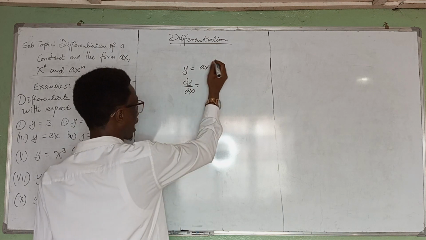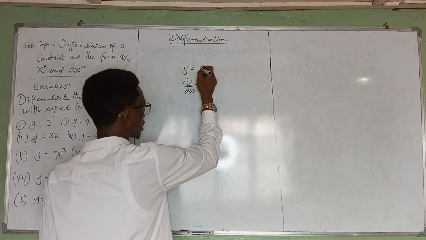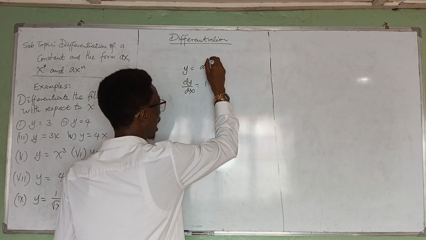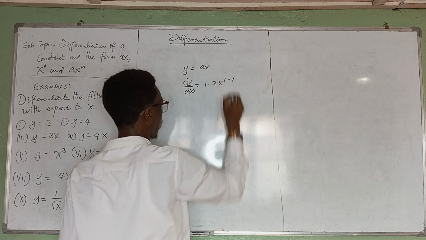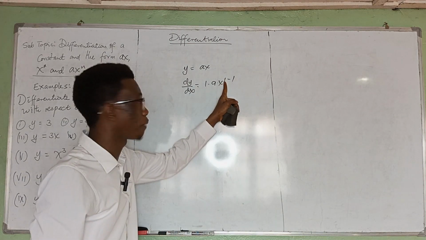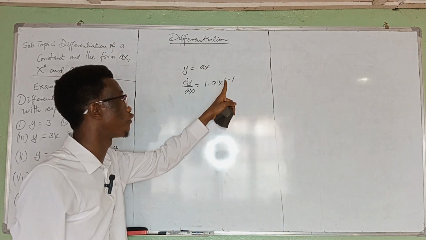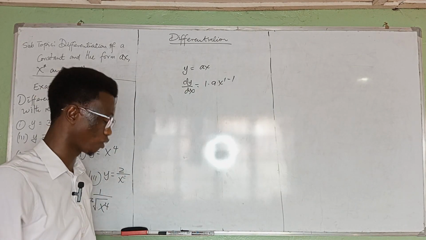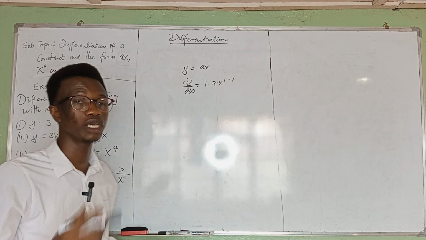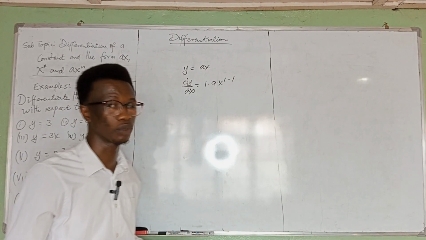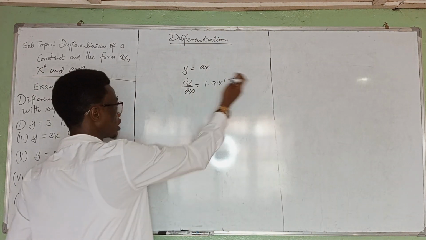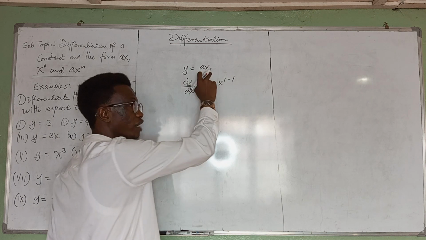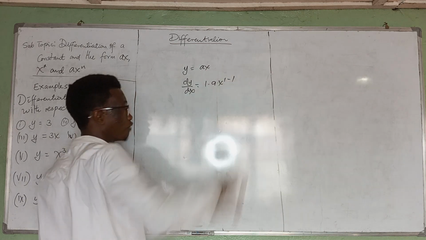So you are going to multiply 1 by this constant, so it's going to be 1 multiplied by a, times x raised to 1 minus 1. Remember, the natural power of this variable is 1. And as I told you from the last problems we solved, we always have to subtract 1 from the power. We multiply first the power by the coefficient of x, then we subtract 1 from that power.